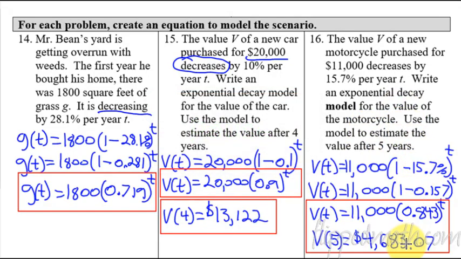And there's your answer, $4,683, and I rounded to 7 cents. So the trick here was just to make sure the 15.7% that you move that decimal 2 places over, and you're doing 1 minus that number. And that's the last problem.